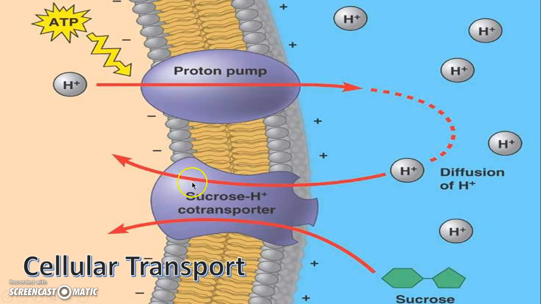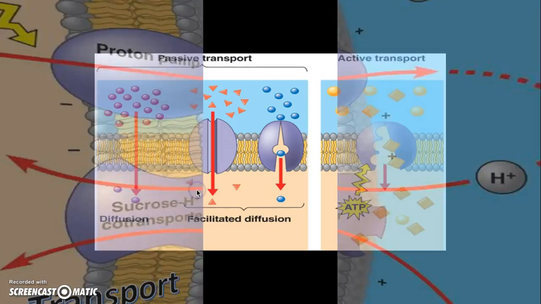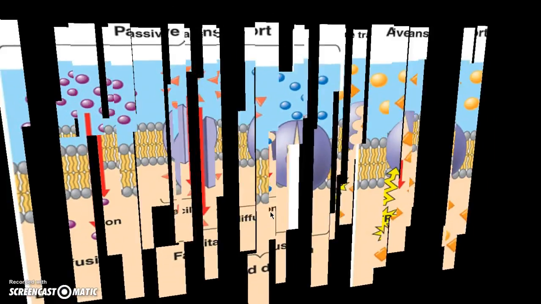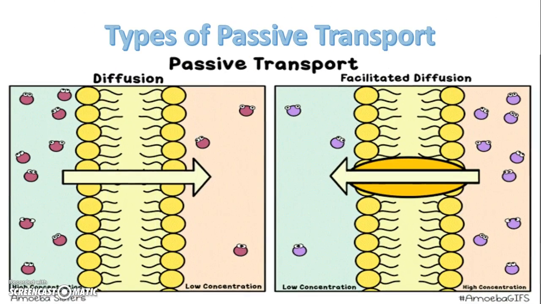Today I'm going to be talking about cellular transport. There are two main types: passive transport and active transport. One uses ATP, which is active transport, while the other does not, which is passive. To start off, I'm going to be talking about the types of passive transport.